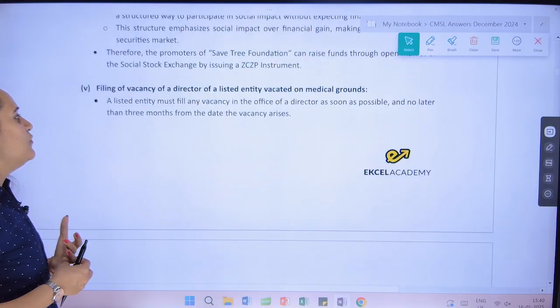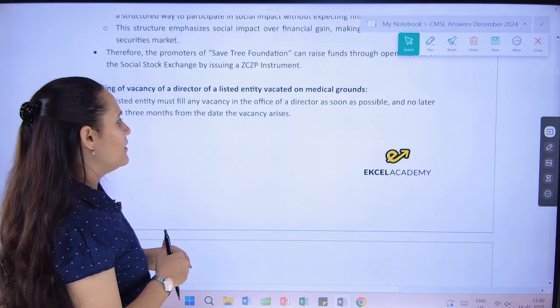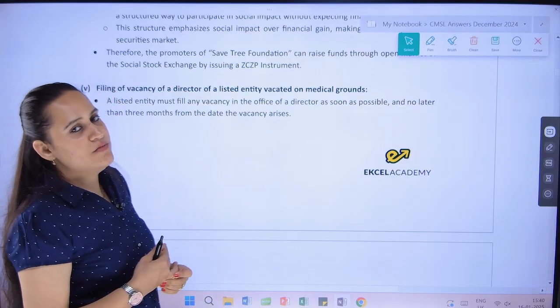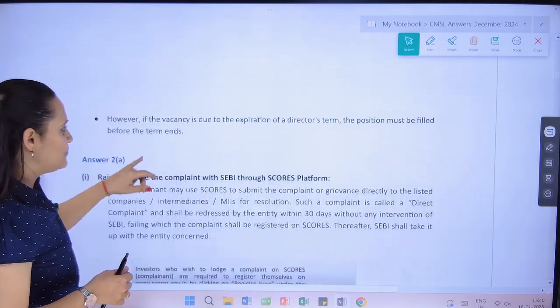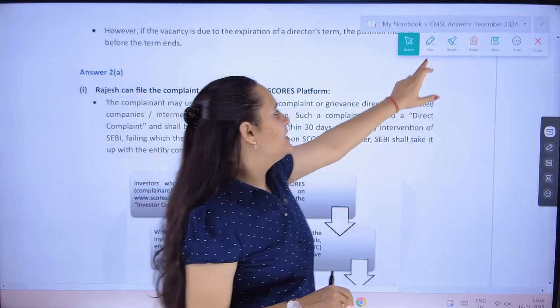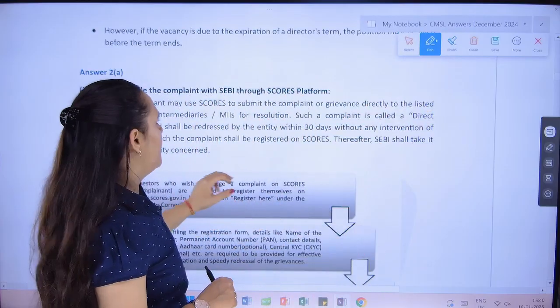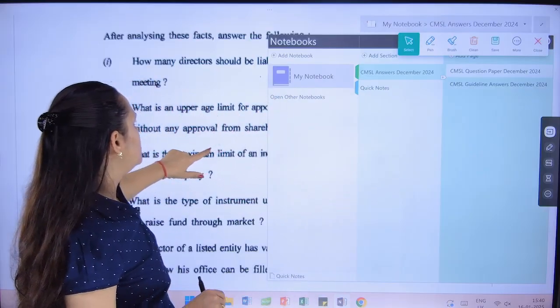Next, filling of vacancy as a director. Again, whether it is medical ground or otherwise does not matter. Within 3 months, we should fill the vacancy as may be required. So that is the provision for question 1A. Now let's go to the question paper for the next question.